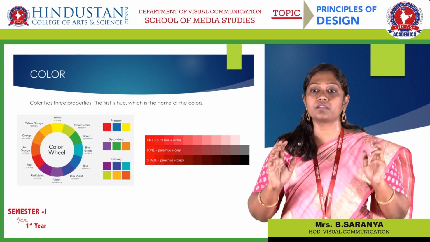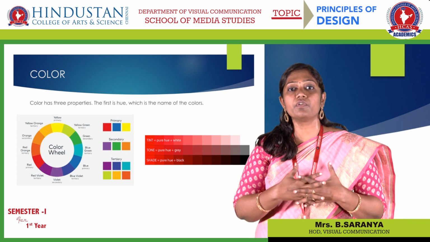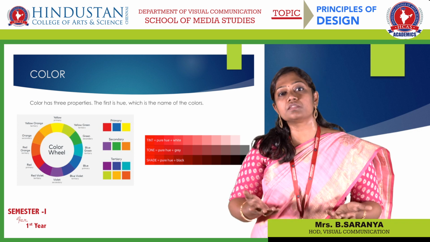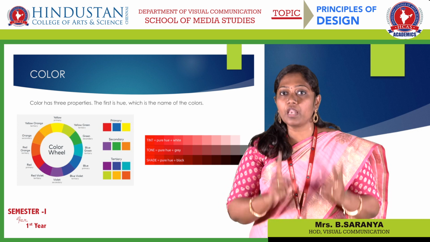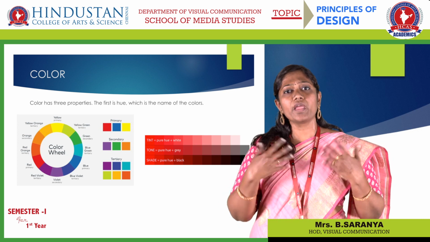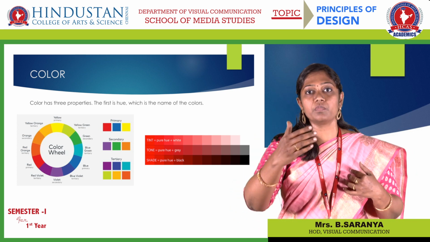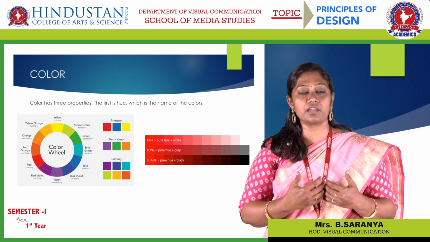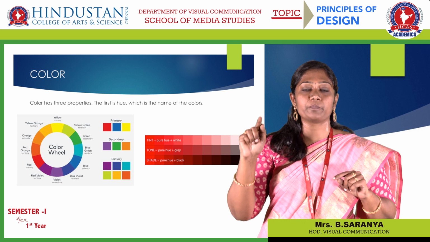So hue means color. In color, we have three primary colors. Everyone will think that red, blue, green are the primary colors, but that is not right. Red, blue and yellow are the primary colors. So why are they called primary colors? That means with the help of these primary colors, we can create secondary colors. These are the initial colors. That's why they are considered primary colors.